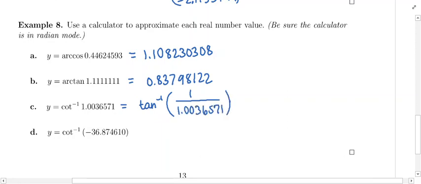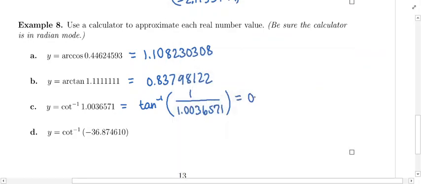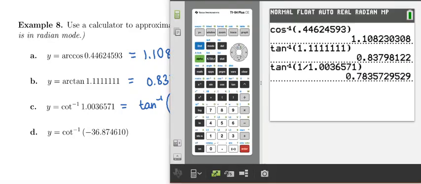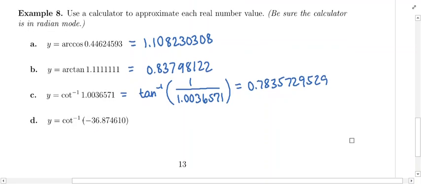Let me just write down the answer here. This is going to be 0.7835729529. Okay, that many radians. Done. Part D is the tricky case where you're taking the cotangent inverse of a negative argument.